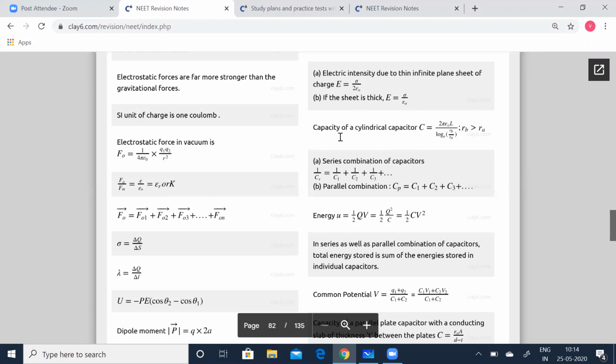Then the capacity of a cylindrical capacitor C is given by 2 pi epsilon 0 L divided by log of RB by RA to the base e, where RB is the radius with respect to point B and RA is the radius with respect to point A, where RB is greater than RA. You can also call this a ring cylindrical capacitor, where RB is the outer surface and RA is the inner surface.